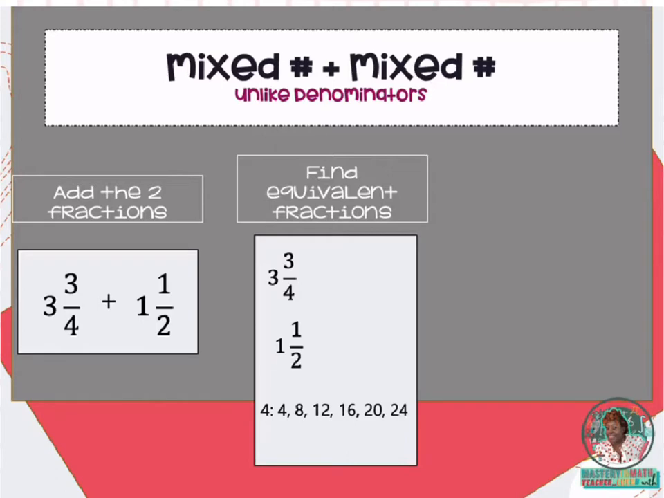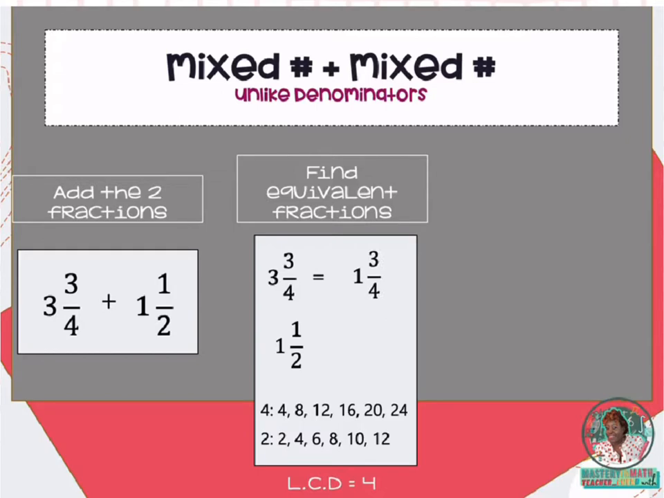Find your LCD of both your denominators. Find the number that they share, the least number that they share. In this case, 2 and 4 share the number 4. That is the least number. And we're going to find equivalent fractions where both our denominators are 4 because that's the goal. That's why we find our LCD, to make sure that we are finding the least common denominator and that our denominators are the same.